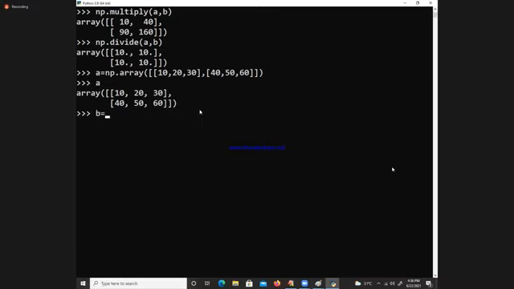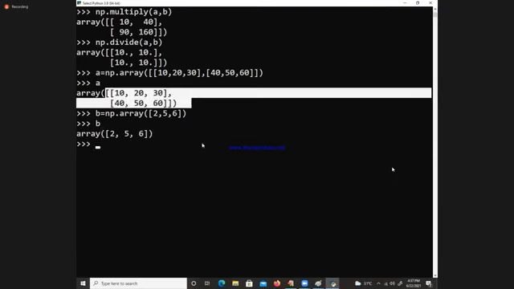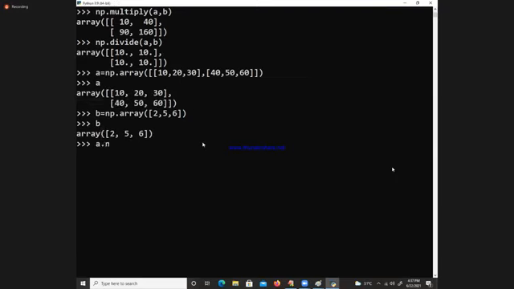Suppose I take b, another array, with only one dimension: 2, 5, 6. This is a and b. This is called one list, and multiple lists are there, so a has two dimensions. Let me print a.ndim and b.ndim.